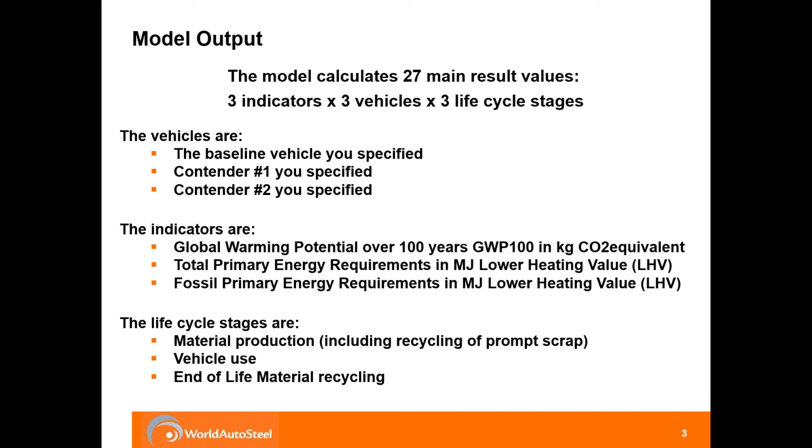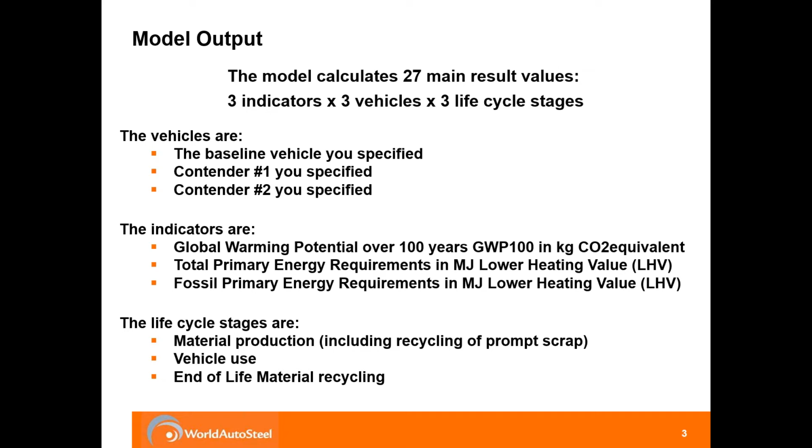The 3 environmental indicators are global warming potential over 100 years, given in kilograms of CO2 equivalent, total primary energy requirements and fossil primary energy requirements, both given in megajoules. And the 3 life cycle stages used in the model are material production.